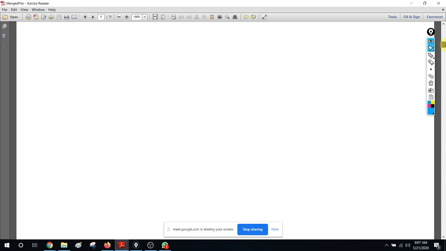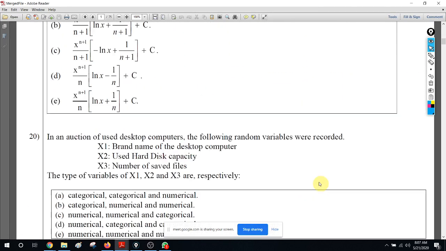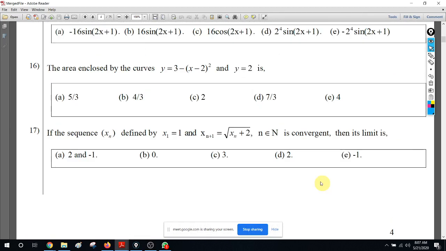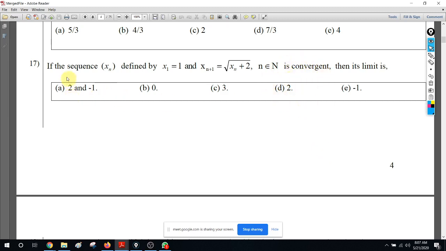Because the other one is, I think, a series. Let's see. Question 17. Oh no, it's also a sequence. Actually, someone asked this question in the WhatsApp group, and I gave some hints. Now remember, it's all about finding the pattern.